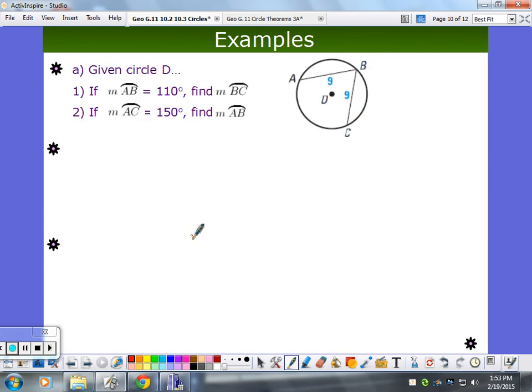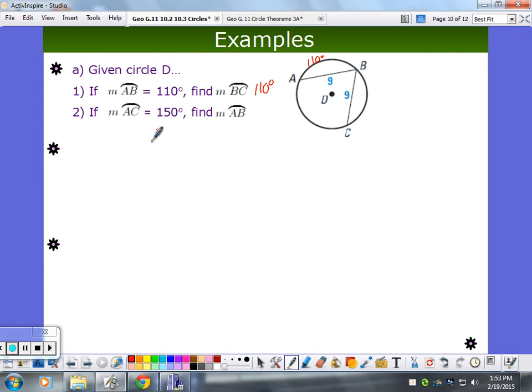Let's look at some examples here. This is on your paper, middle of page 2. Given circle D, if the measure of arc AB is 110 degrees, find the measure of BC. Tell me why, Christian. Yes, because the chords are congruent, that means the arcs are congruent. So the measure of arc BC will match the measure of arc AB because these chords are congruent.